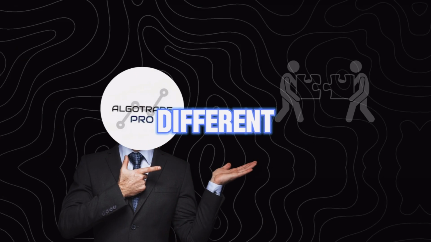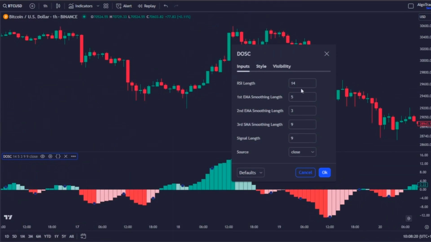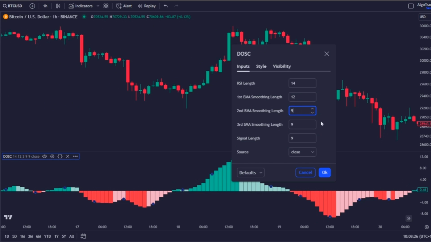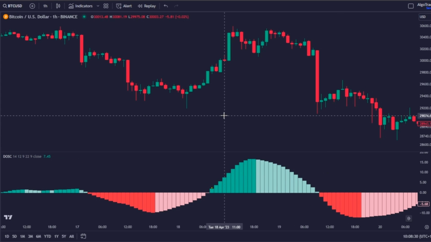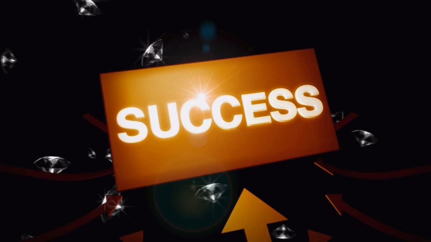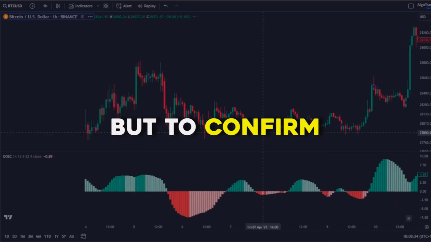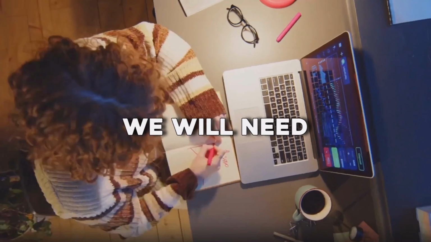Also, as you can see, on the default settings, this indicator gives some fake signals, and for that reason I tried some different combinations of settings and found out that by using 14 for the RSI length, 12 for the first EMA, 9 for the second and 22 for the SMA, the signals are more consistent and with greater probability of success. But to confirm the results of this indicator, we will need to backtest it.